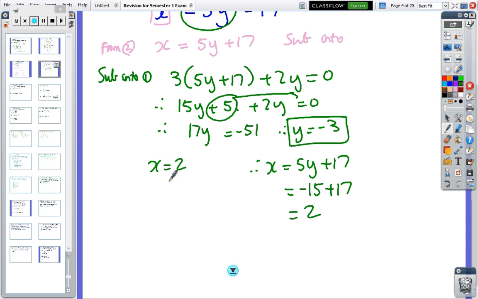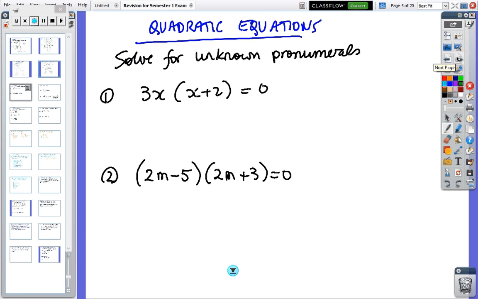So x equals 2 and y equals minus 3. And if you've got time, you could check into either equation, but we'll just keep moving on. Okay, so now we're looking at quadratic equations. So we're looking for 2 answers. So the first ones are pretty straightforward. When you're ready, have a go and then come back live when you're ready.